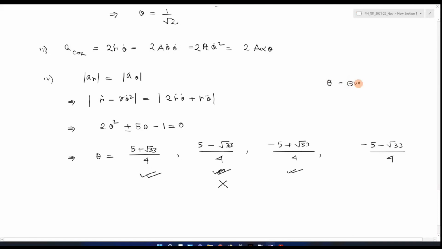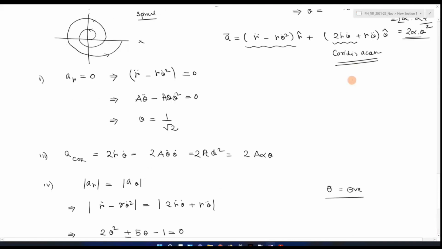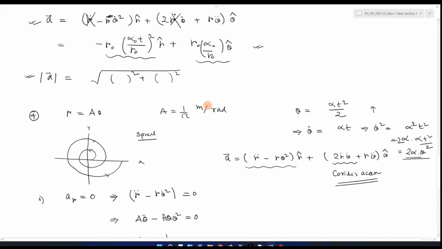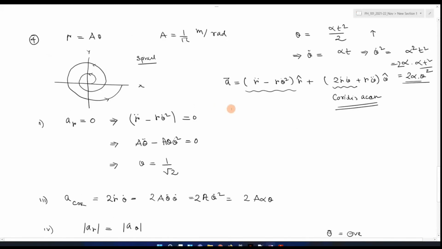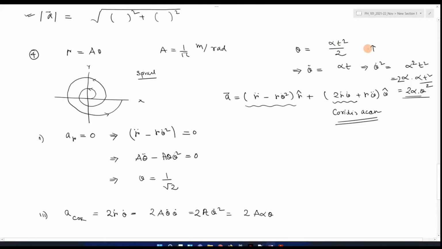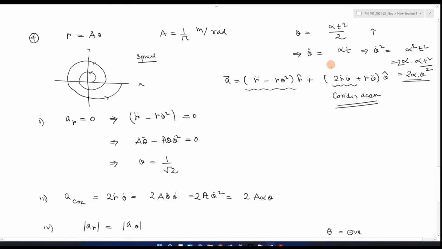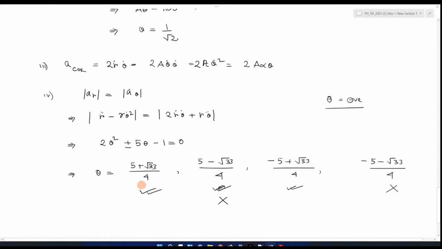Because theta is increasing with time. If alpha becomes negative, then theta would be decreasing, right? That's why alpha cannot be negative. Similarly, this cannot also be correct. Only these two values are correct.